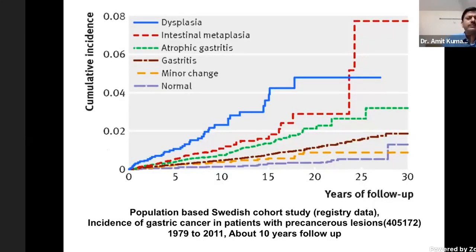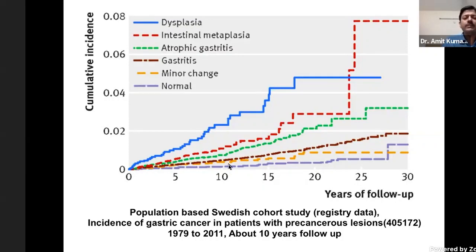But why does the question of surveillance arise? Now, there are a lot of data. This is one of the large studies from Sweden, which is a population-based cohort study. It's a registry-based data of more than 4 lakh patients with precancerous lesions in the stomach as well as normal stomach. Now, these patients with normal or gastritis, atrophy, metaplasia, dysplasia, they had follow-up data of up to 30 years.